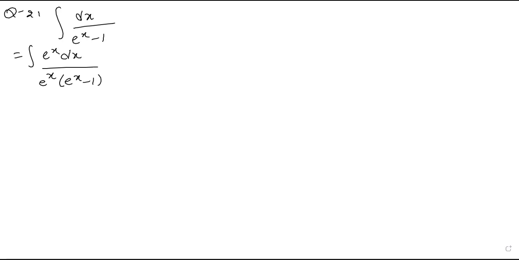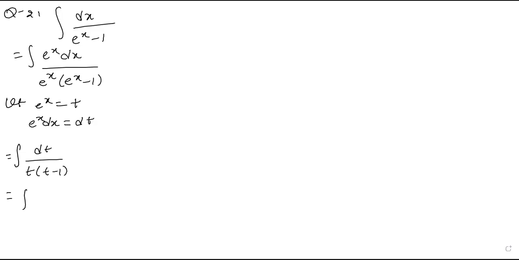Let's try to understand question 21. It is given dx upon e raised to x minus 1. So I will multiply e raised to x in numerator and in denominator, and I will assume e raised to x as t. So e raised to x dx will become dt. So this will be dt upon t bracket t minus 1.